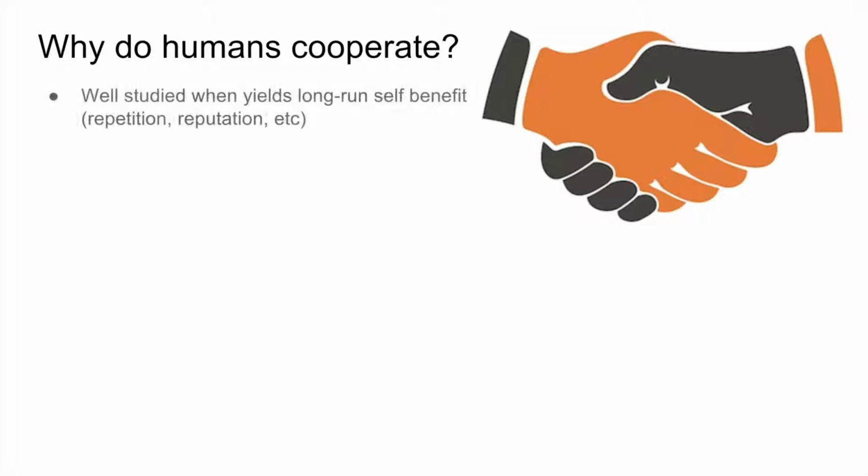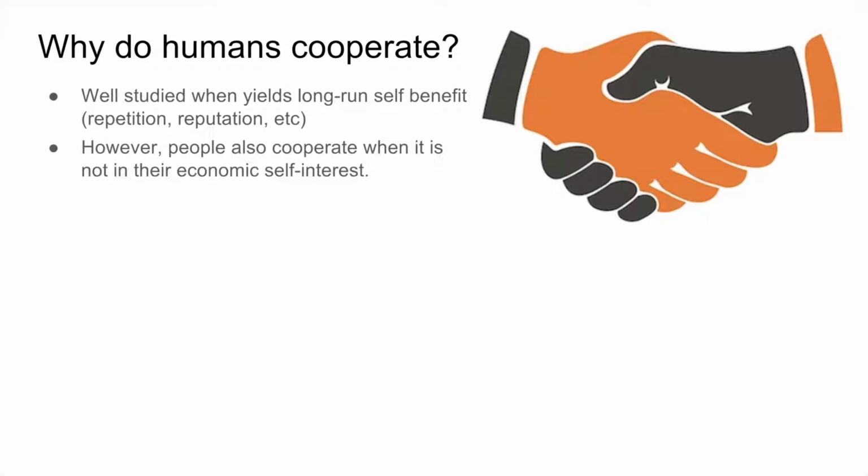And this is well studied in domains where cooperation yields long-run self-benefit. So this is where there's a repetition, for example, in economic games. You can kind of grow to know that the other person is going to cooperate and you benefit in the long run. Or, when your reputation is on the line, it makes sense to cooperate.